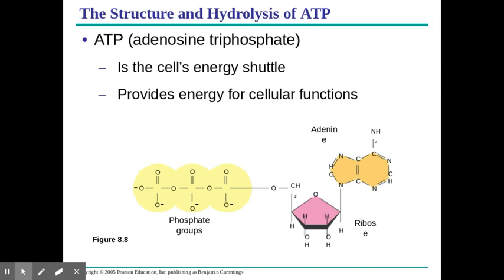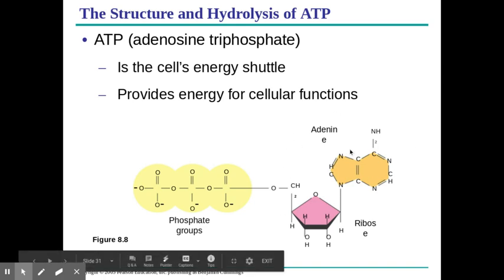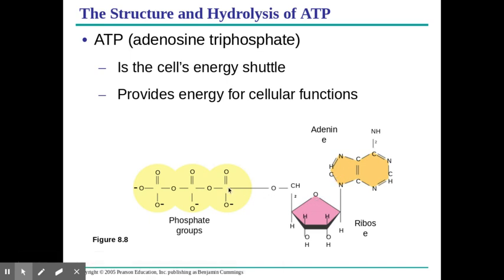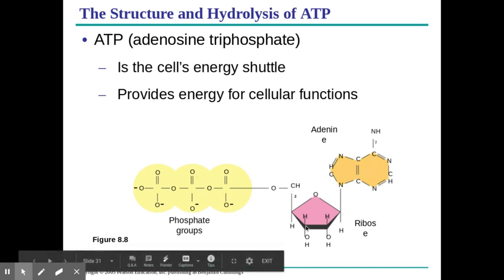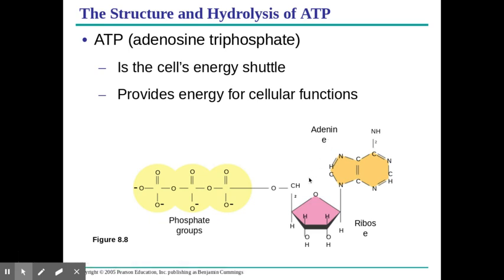So ATP is adenosine triphosphate. If you look at the structure of this, we actually would consider this to be a nucleotide. It's a modified nucleotide. We have phosphates, here's your sugar, and here's your nitrogenous base. In this case, it's adenine. So structure-wise, it's actually considered a nucleotide. Again, it's the cell's energy shuttle. In other words, it's the free energy carrier in a cell. This is what cells can use. It's like currency.